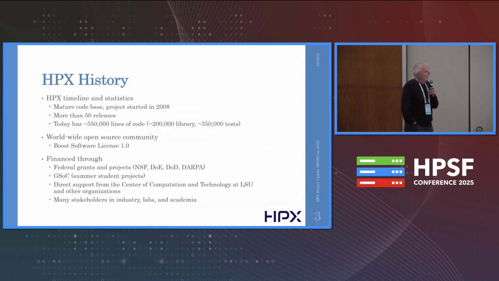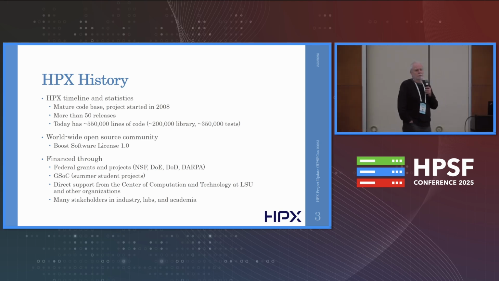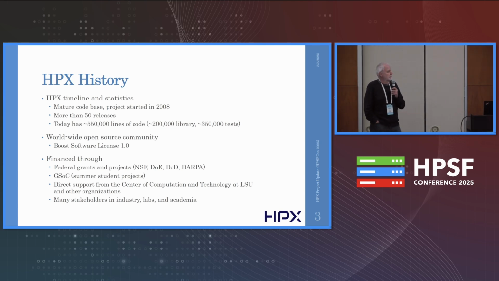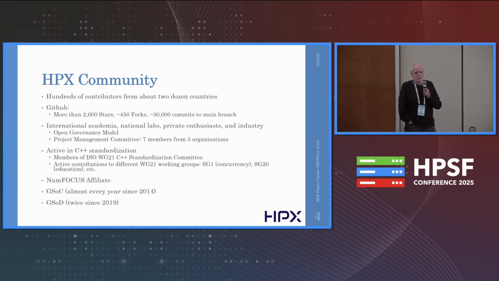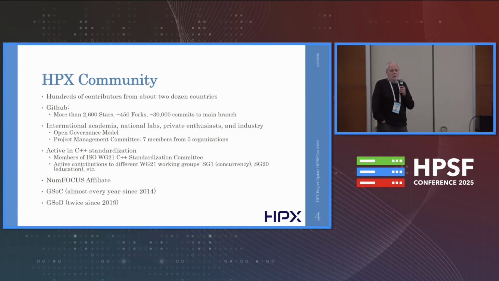Quickly, history. I'm not going to go through that; you can read the slides. Very mature, 15, 16 years old, 50 releases, 500,000 lines of code, very liberal software license, and financed through a variety of governmental and industrial contracts over the years. The community consists of hundreds of contributors from all over the world, 400, 500 forks currently, 30,000 commits to master. We have a very open governance model.